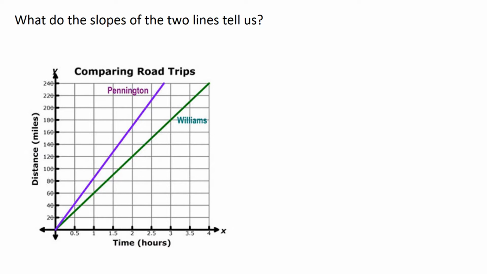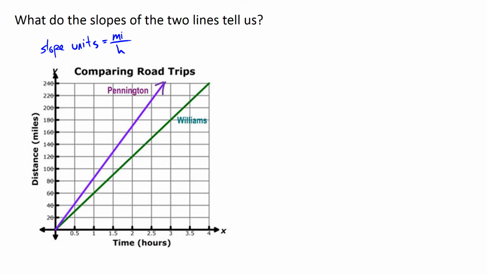So we're told from the graph that we're comparing road trips, and it looks like comparing road trips between Pennington and Williams. And a really important thing to start with is let's think about the units of the slopes. So slope units. That's going to be the units of the rise over the units of the run, which is going to be miles per hour. So what are the slopes telling us? They're telling us the speed of the two different road trips.